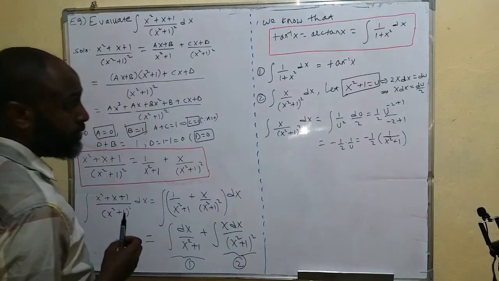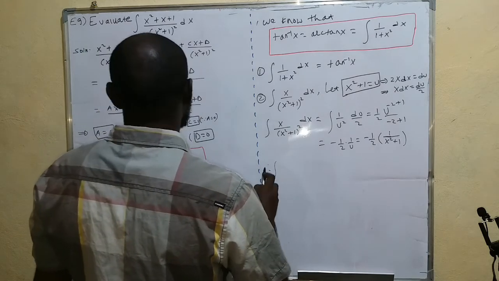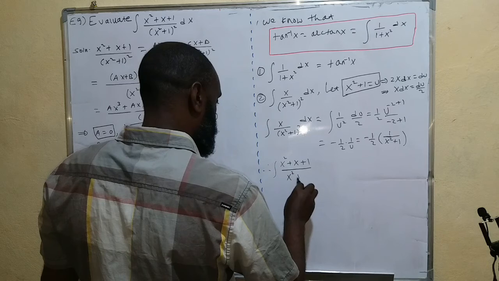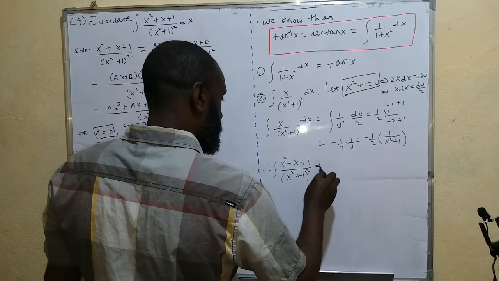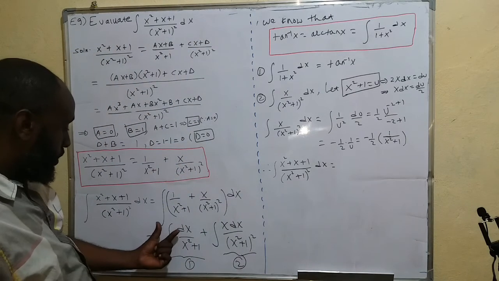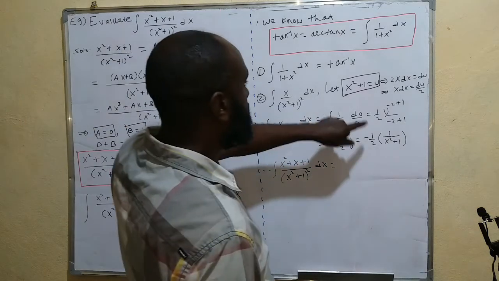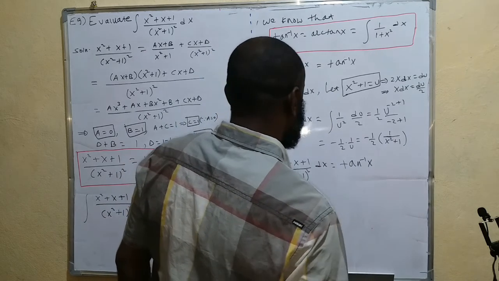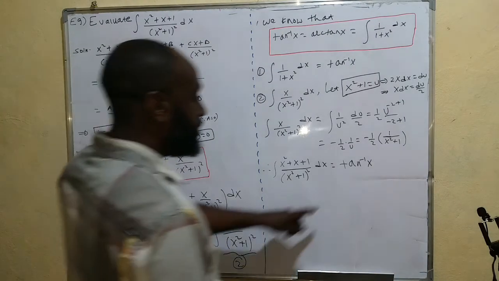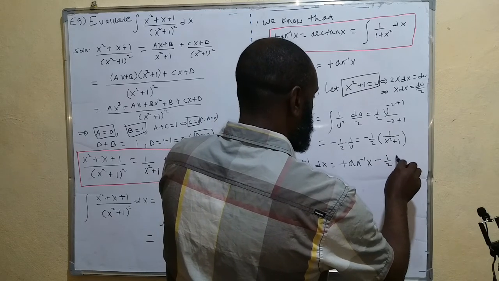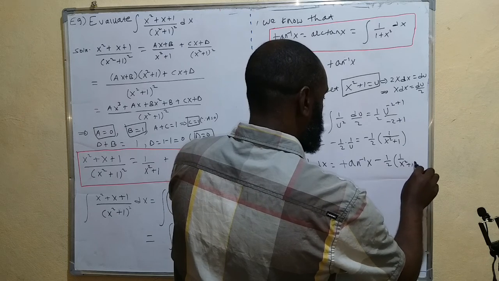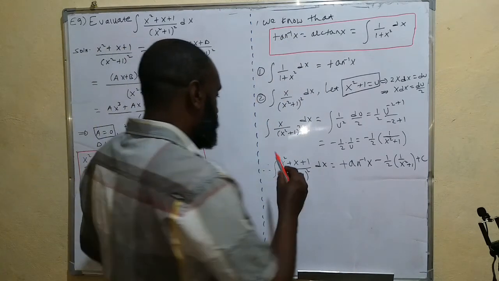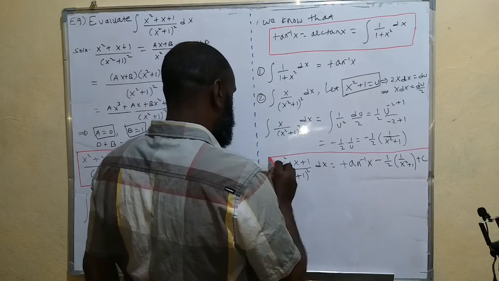Hence the integral of x squared plus x plus 1 over x squared plus 1 the whole square dx is equal to the integral of 1 over x squared plus 1 dx, whose result is nothing but tan inverse x, and the integral of x over x squared plus 1 the whole square dx is minus 1 over 2 times 1 over x squared plus 1, plus the integrating constant c.